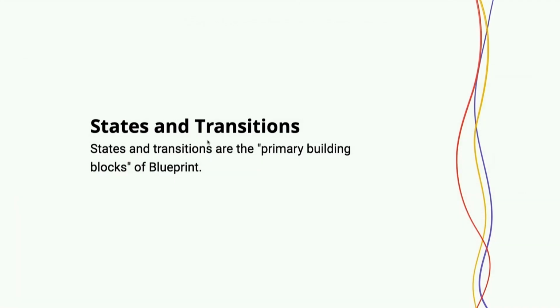So, before we jump in to the design process, there's a couple important concepts that we need to know about Blueprint in order to be successful at configuring and designing one. This is understanding exactly what Blueprint consists of. So Blueprint consists of states and transitions. You can think of these as, I guess, the primary building blocks of Blueprint.